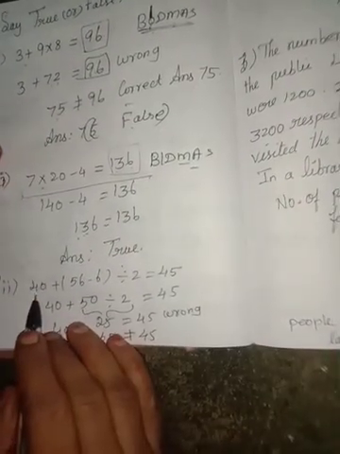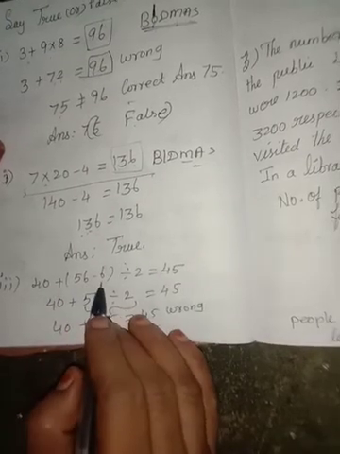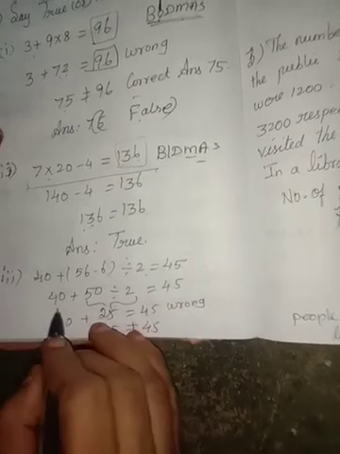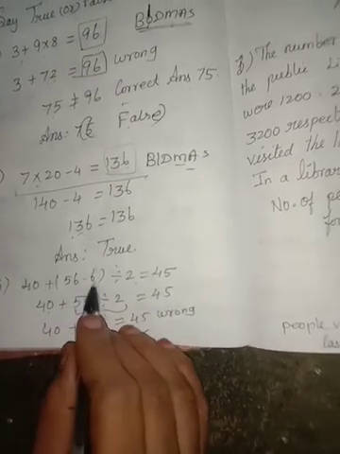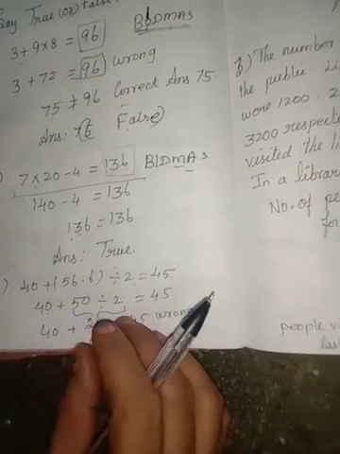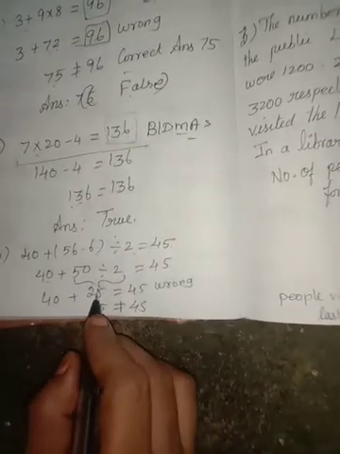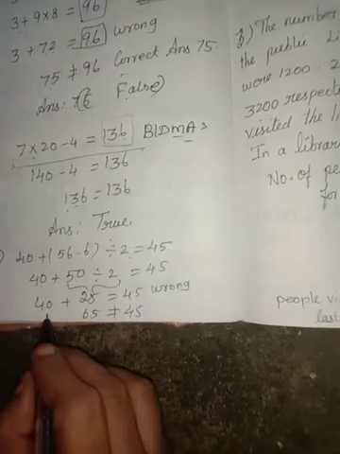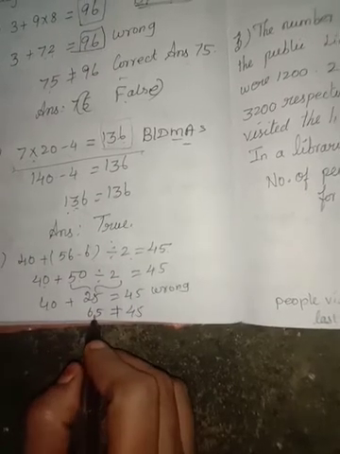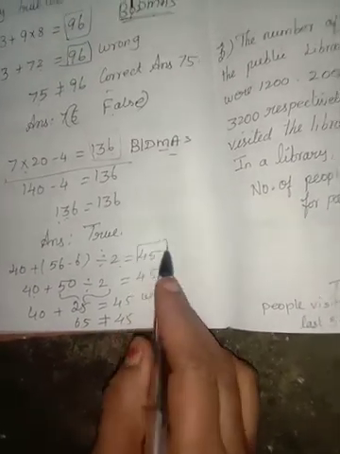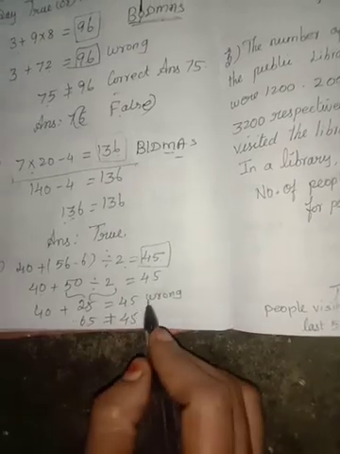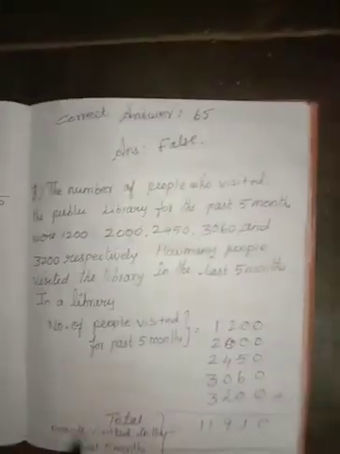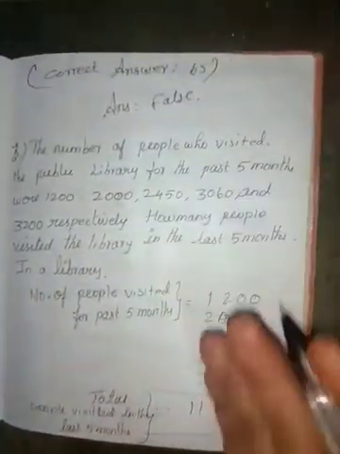The third one, 40 plus 56 minus 6 divided by 2, that is equal to 45. So 56 minus 6, 50. Dividing by 2, we get 25. 40 plus 25 is 65. But they have given on the right hand side 45. This is the wrong answer. So the statement is false. The correct answer is 65.